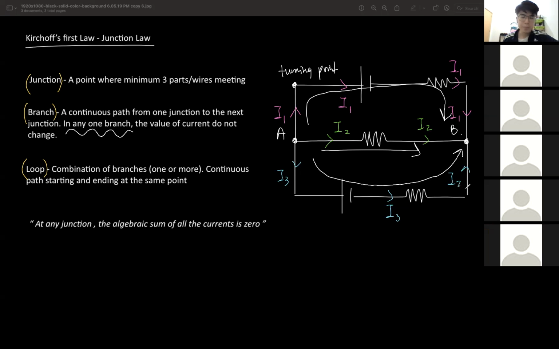Now you get the point. The current in one branch is the same. Then we come to the loop.